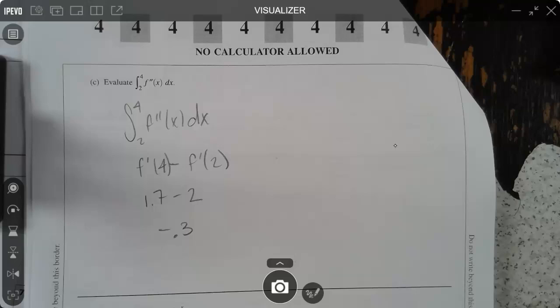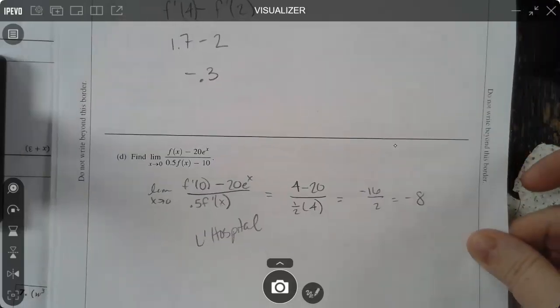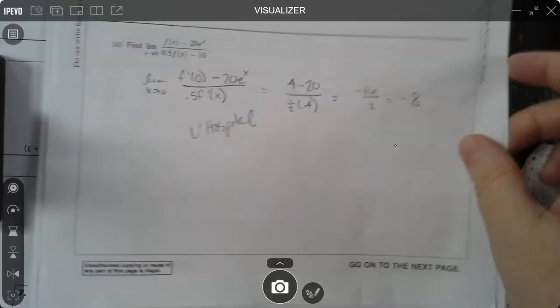I was so proud of the next one. What? What's that mean? Oh, okay. Part D. That probably means something inappropriate. Okay.